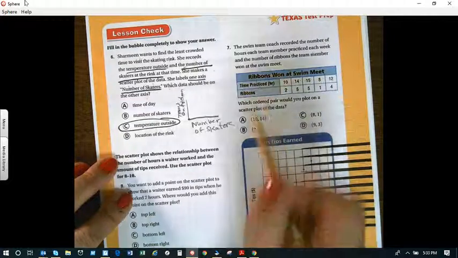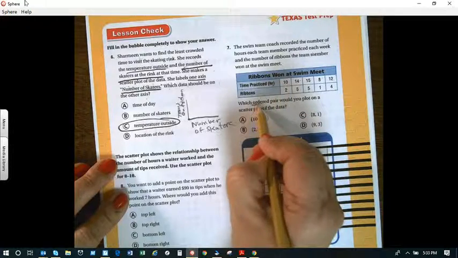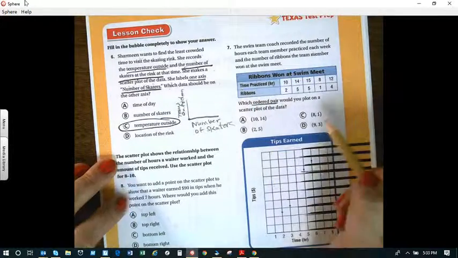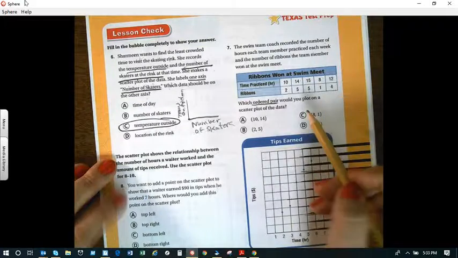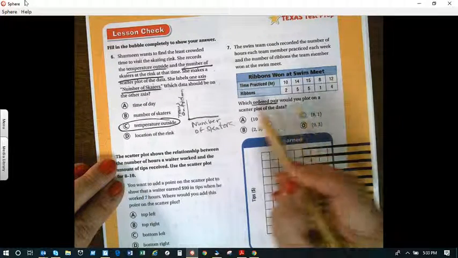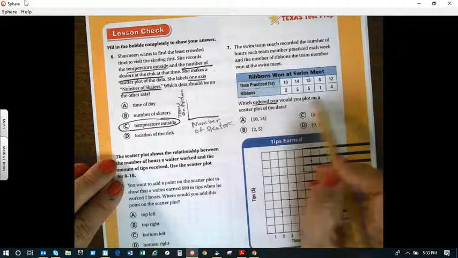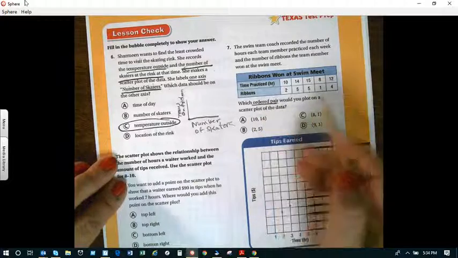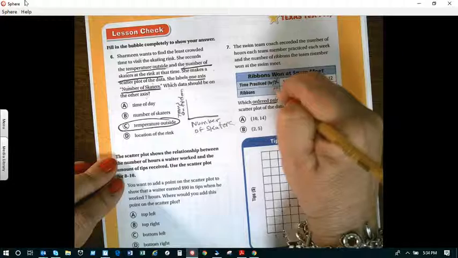Which ordered pair would you plot on a scatter plot of this data? This is not foreign to you, we just went through that in the early part of the spring when we got back from winter break. Remember, this is X and this is Y.